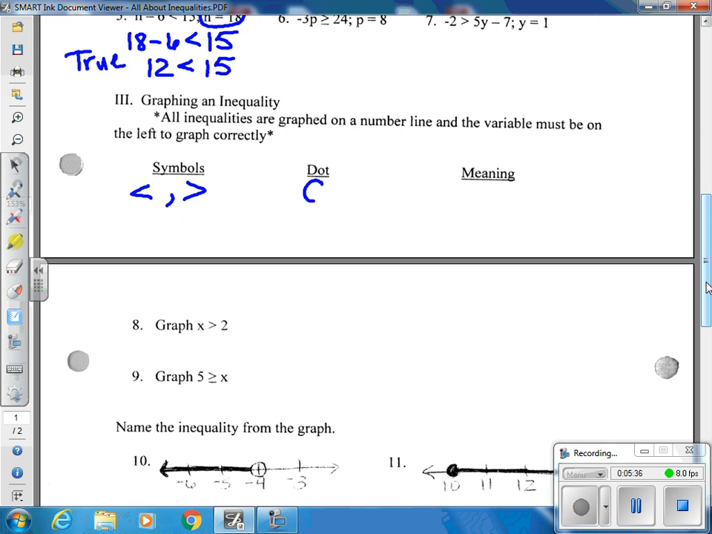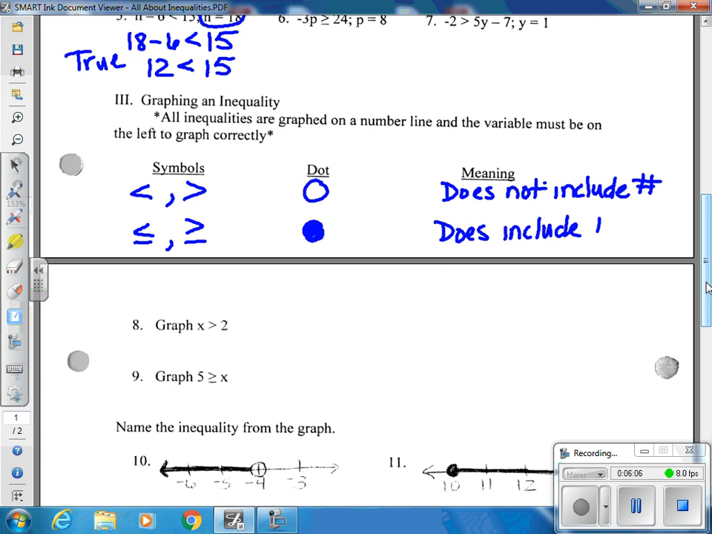They make an open dot on your number line. And that open dot means that it does not include the number. It just starts there, but it doesn't include the number. All right, then the other 2 symbols, the less than or equal to and greater than or equal to, notice it's the ones that have the equal to bar. Their dot is closed or shaded in. So it's open dot and closed dot. The meaning of the closed dot is that it does include that number. Okay, so those are the differences as we're graphing them.